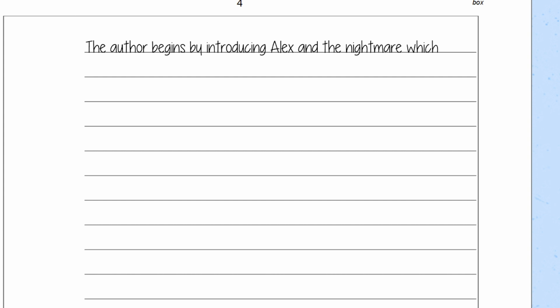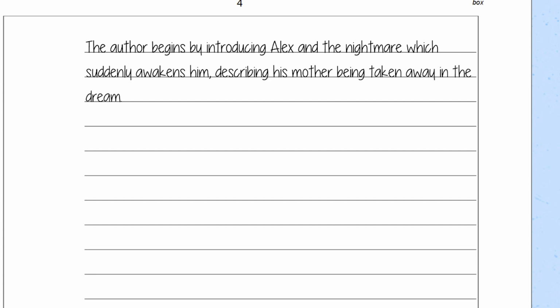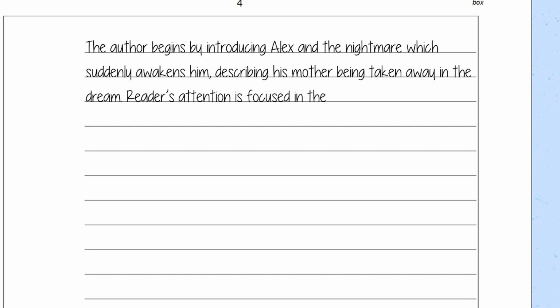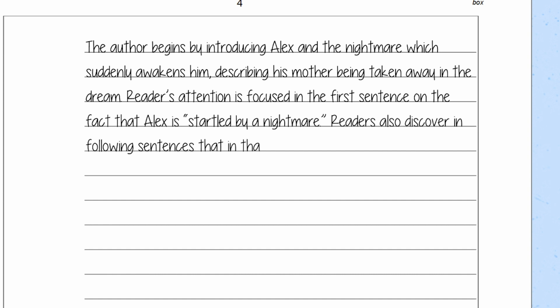What is the writer focusing us on in the beginning of this text? The author begins by introducing Alex and the nightmare which suddenly awakens him, describing his mother being taken away in a dream. From this, we can very clearly demonstrate that we know what the author has done in terms of structuring the text, but how? Readers' attention is focused in the first sentence on the fact that Alex is startled by a nightmare. Readers also discover in the following sentences that in a dream he saw a giant bird which carried off his mother.